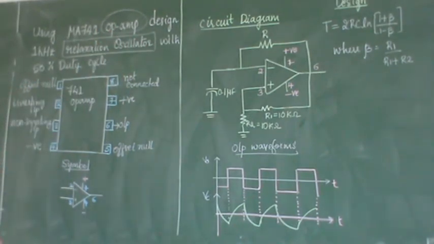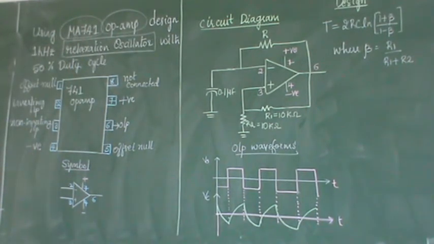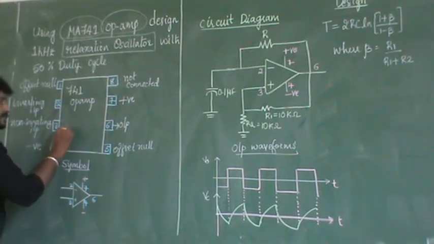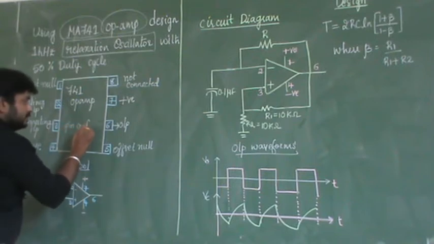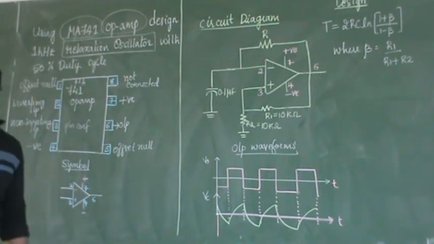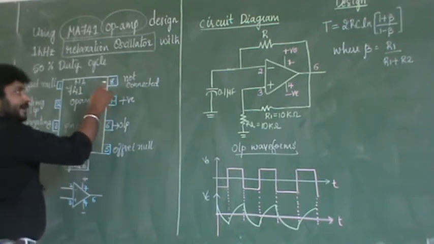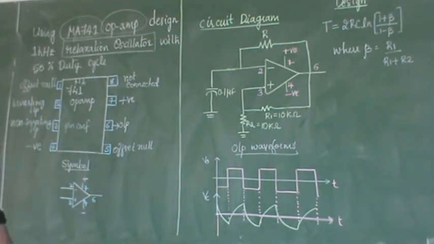What op-amp? You have to use a μA741 op-amp. Since you have to use a μA741 op-amp, let me write down the pin configuration. So this is the pin configuration of the μA741 op-amp. How many pins are there in this 741 op-amp? There are 8 pins. 1, 2, 3, 4 towards the left side, 5, 6, 7, 8 towards the right side. Now we will understand what all the pins are and the details related to the pins.